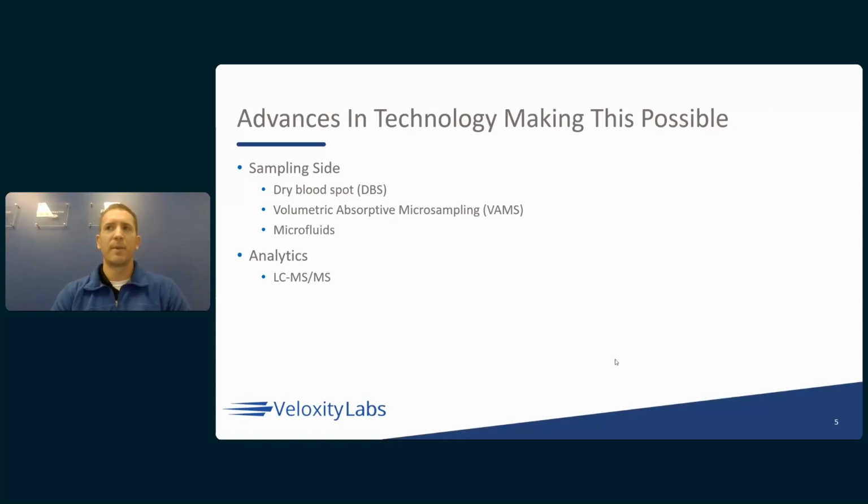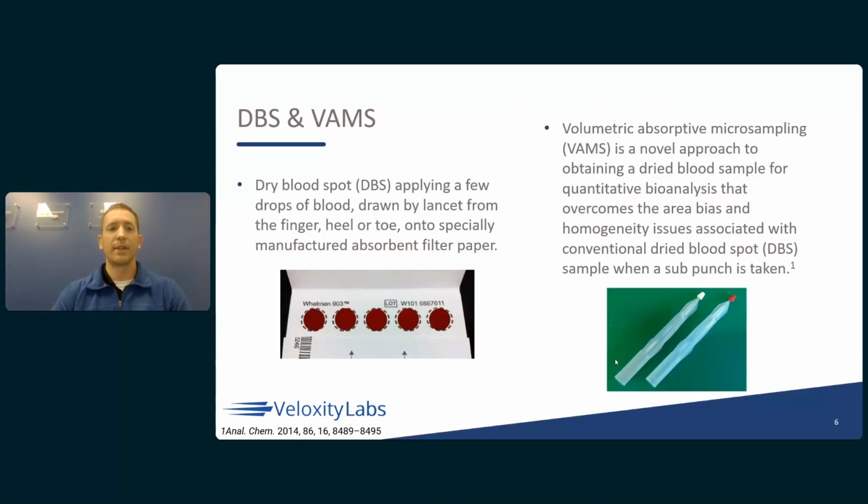In the last 20 years, there have been some advances both on the sampling side as well as on the analytics side. This whole thing really started with dry blood spot analysis, which predated me in bioanalysis. But that just involved, and I'll touch on this a little bit more, using a lancet and dropping blood onto a piece of paper and then sampling it that way. And then that was advanced into what's called VAMS, volumetric absorptive microsampling, which I'll talk about, along with some additional microfluidic technology that allowed better microsampling devices to be on the market. And then there were significant advances also in the analytics for detection and analysis.